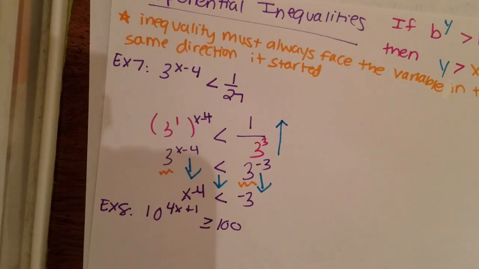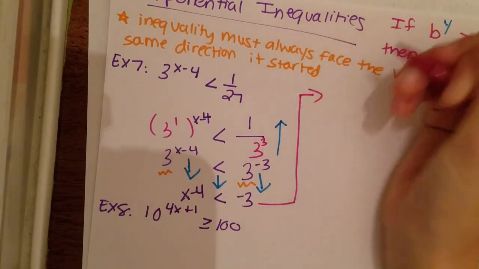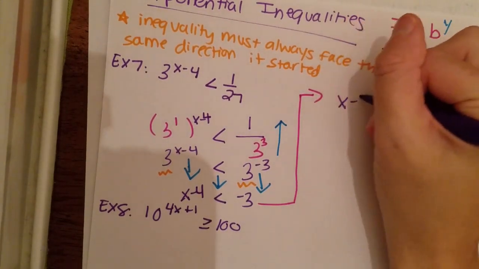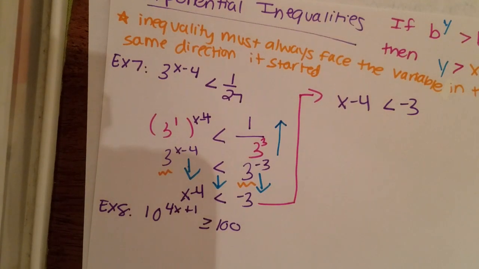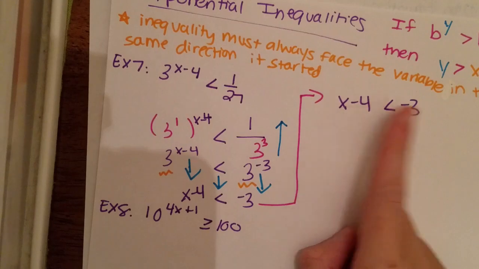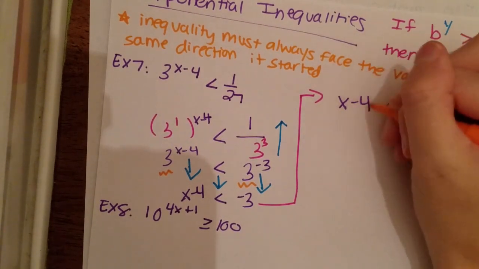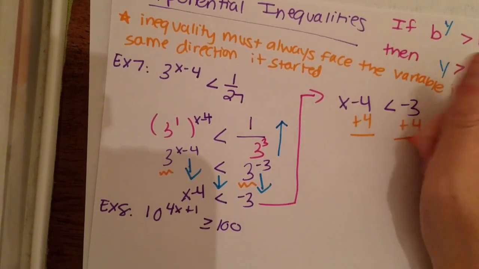So we're going to keep solving, you guys. I'm going to bring this up here so it doesn't get mixed in with our next example problem. So we currently have x minus 4 is less than negative 3. Let's keep solving. Now I must isolate my variable. So I need to move my negative 4 to the other side, and the opposite of a negative 4 is a positive 4. So we're going to add 4 on both sides.